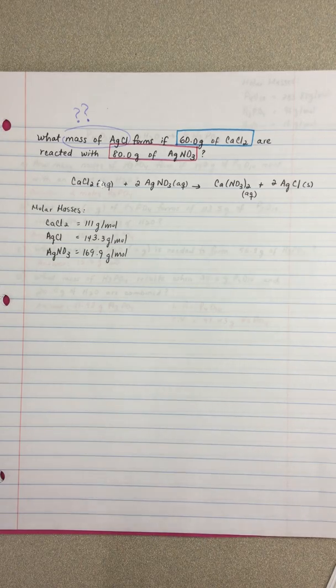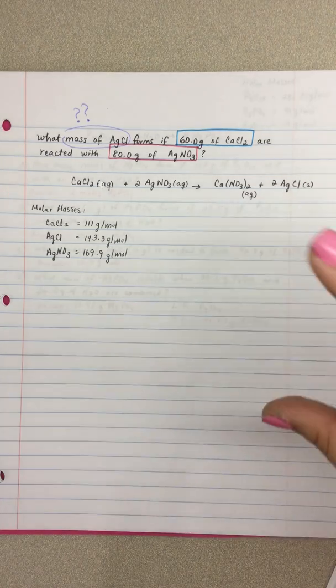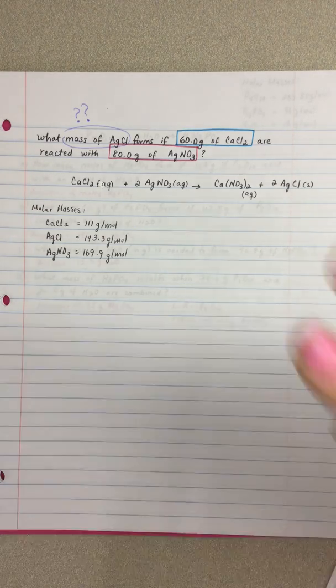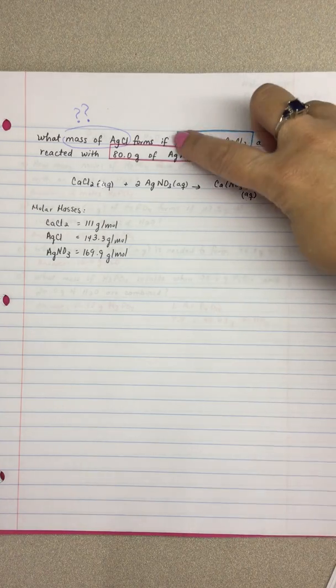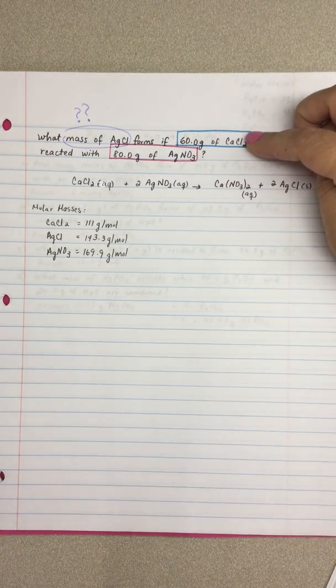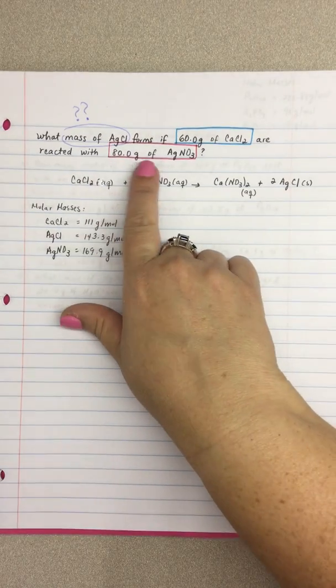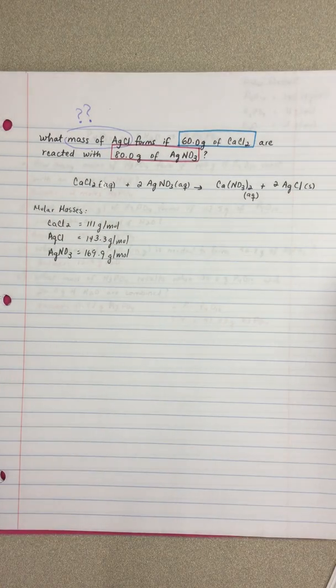So step number 1 was to have a balanced equation. You have that. Step number 2 is to convert the grams of your given to the moles of the given. But I have 2 given, so I'm going to start doing everything with this one here, with the calcium chloride, and then we can move to do everything with the silver nitrate.